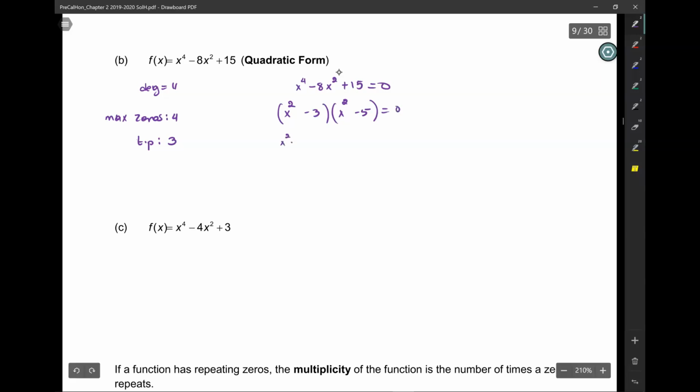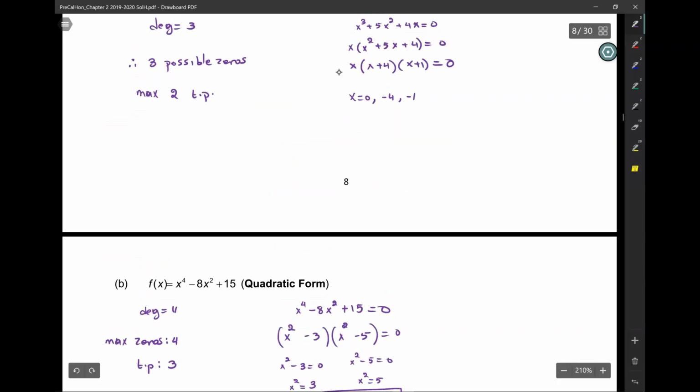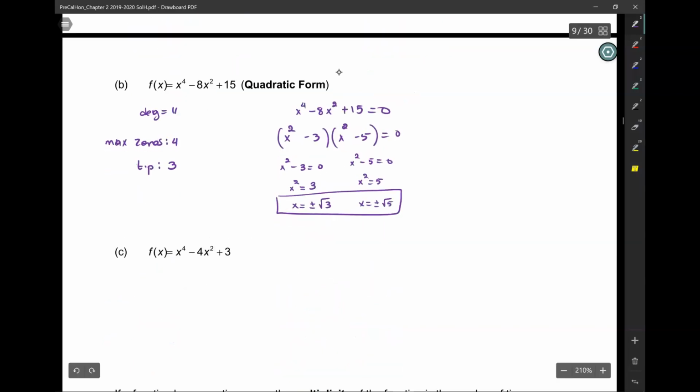These are all equal to 0. So x squared minus 3 is equal to 0, and x squared minus 5 is equal to 0. x squared equals 3, so x is plus or minus root 3. x squared equals 5, so x is plus or minus root 5. How many zeros did we get? That's allowed. Whereas in the previous example, we got integer zeros, now we got 4 irrational zeros. And irrational numbers are still numbers.